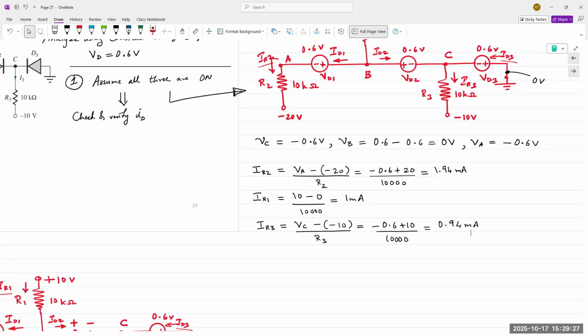ID1. Exactly. How about ID2? Okay, IR1 minus IR2. How about ID3? IR3 minus ID2. What do you all think? Let me write it down.